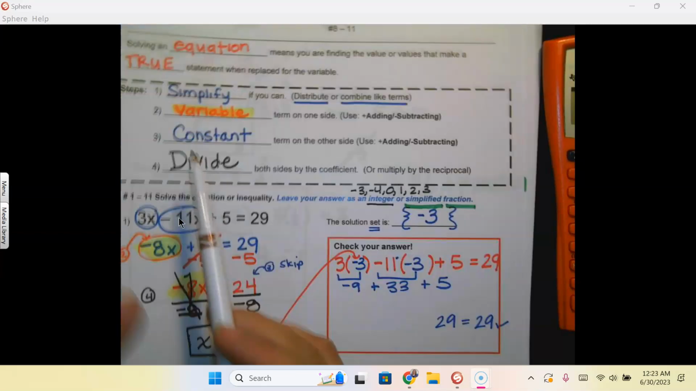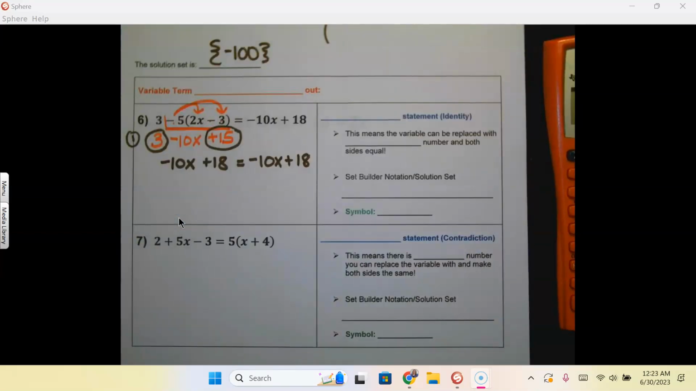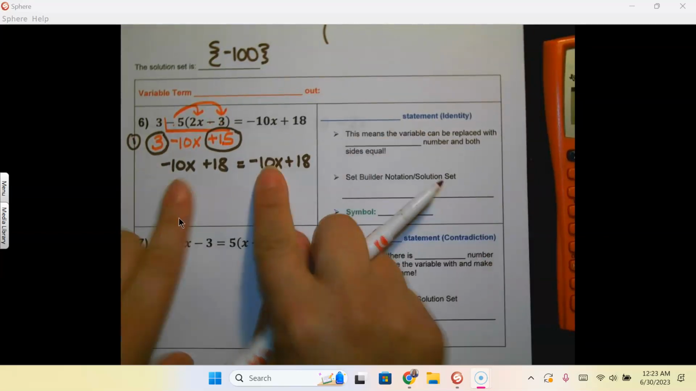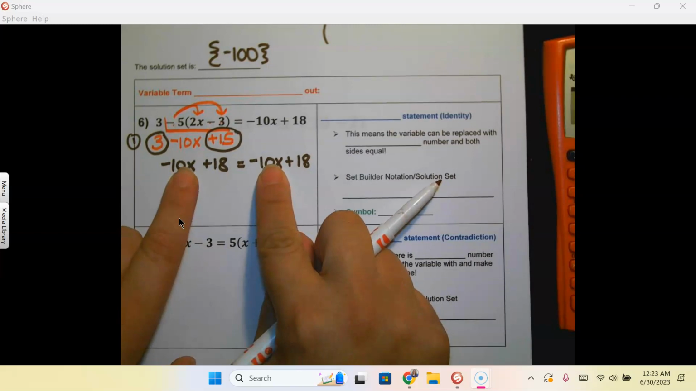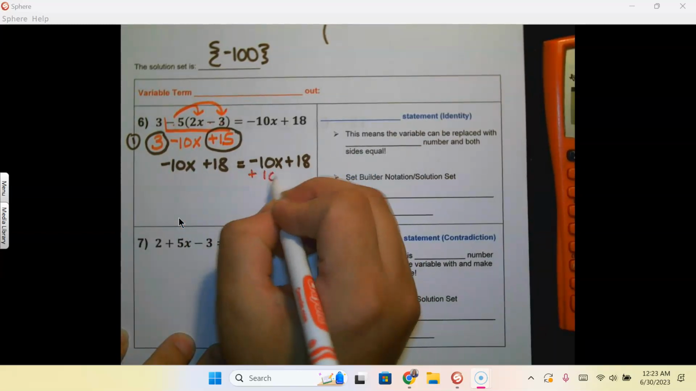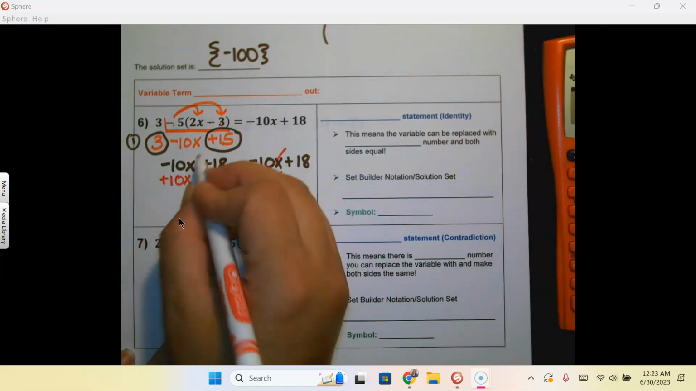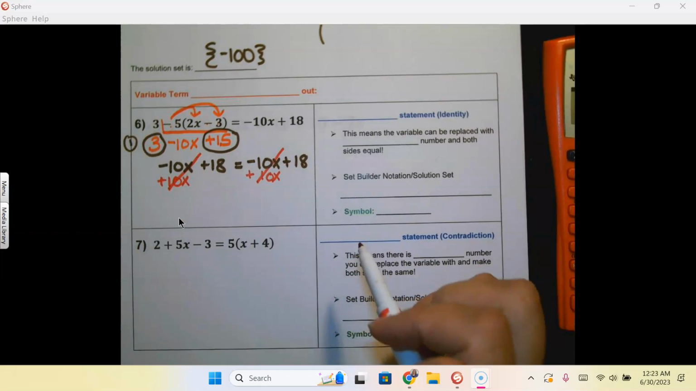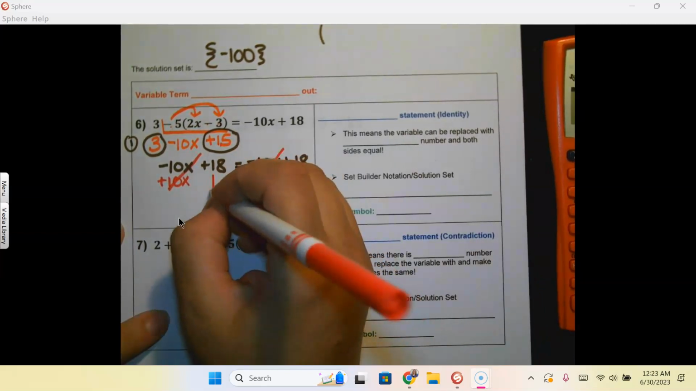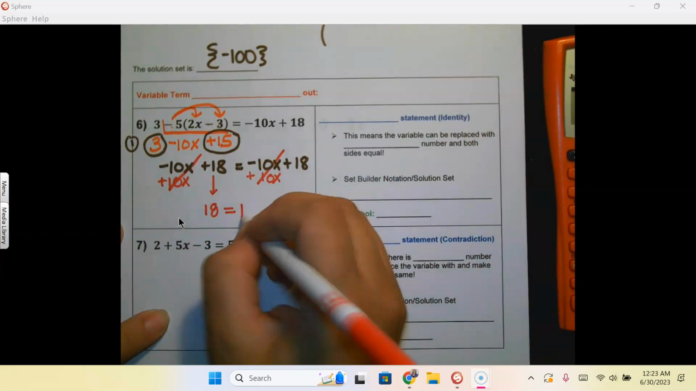The next step is we can only have one variable term, and it has to be on one side. So in this problem here, we have variables on the left and the right, so you're going to pick one. So I'm going to pick this one, and I'm going to add 10x here. Now when I do that, both the variables zero out. When that happens, you're going to bring down what's remaining in the problem. So I have an 18 here and an 18 here.